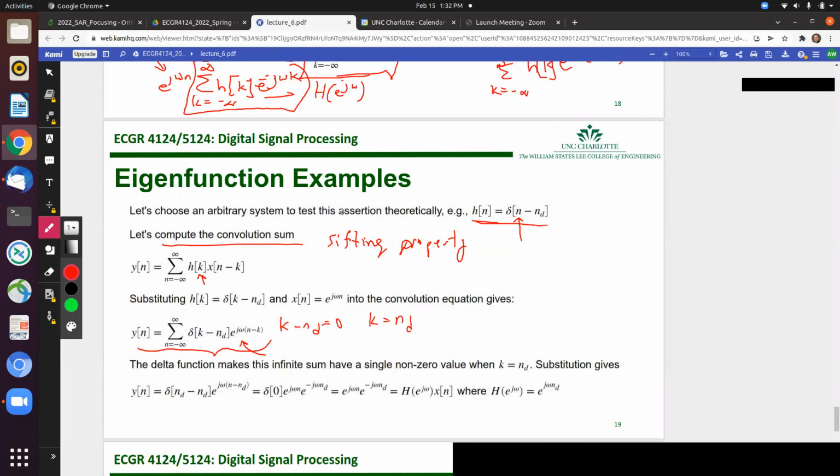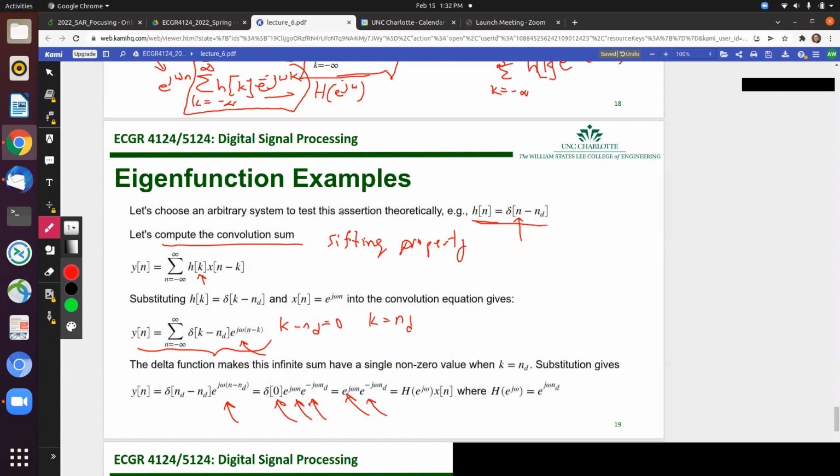In that case, we only plug in nd, then we have delta of 0, e to the j omega, now n minus nd, right? So then we have all this happening here: delta of 0, e to the j omega n times e to the minus j omega nd. It's e to the j omega n times this.